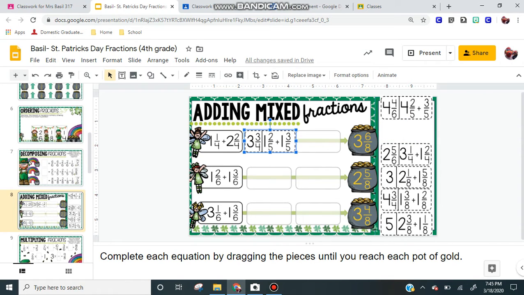So 1 plus 1 is 2, 2 plus 3 is 5, 2 5/5, which is the same as 3. So I click on it and I drag it over. Just to make sure, 1 plus 5 is 6, 2 plus 1 is 3, so that would be equal. So you have to kind of click and drag it over.